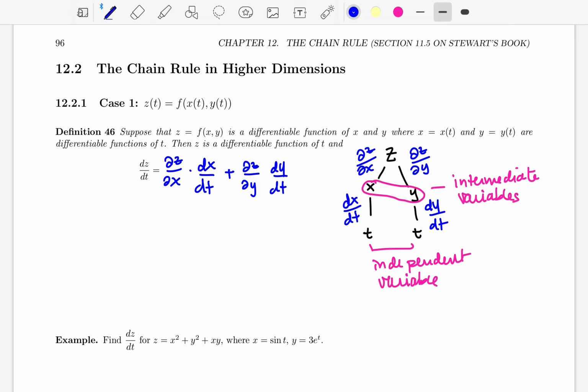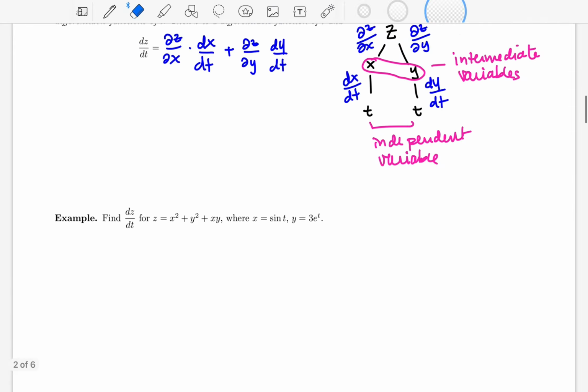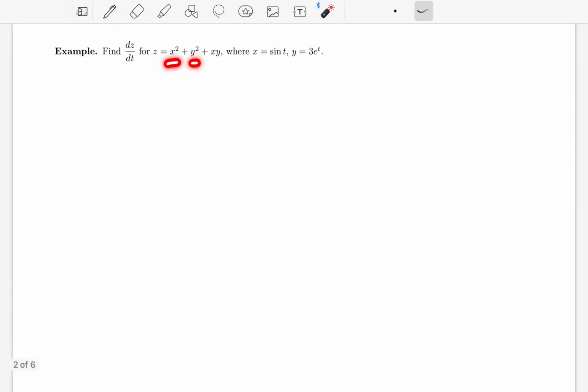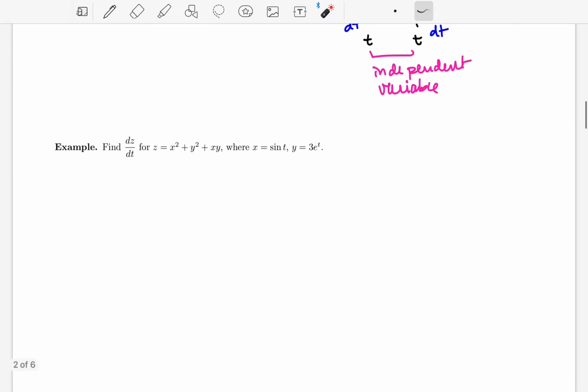And the tree only helps you remember the formula, okay? And we're going to see that you can have a bunch of different intermediate variables that depend on a bunch of independent variables. So it's good to know how to use this tree. Let's do an example. So we're going to find dz/dt if z is defined as x squared plus y squared plus x times y, and x is equal to sine of t and y is equal to 3e to the t power, okay? So again, we have two intermediate variables and one independent variable t.